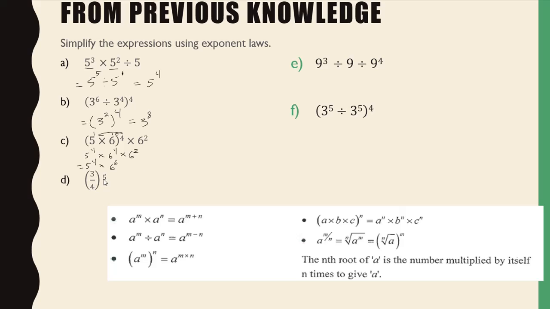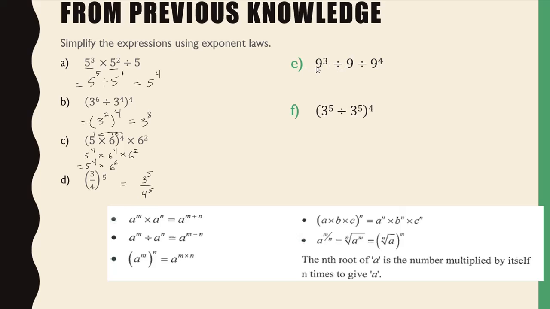So we have a division in brackets and then an exponent on the outside. We're actually going to just distribute that exponent to both of these. Again, it's going to be a multiplication just like it was for C. So it's going to become 3 to the power of 5 and 4 to the power of 5.